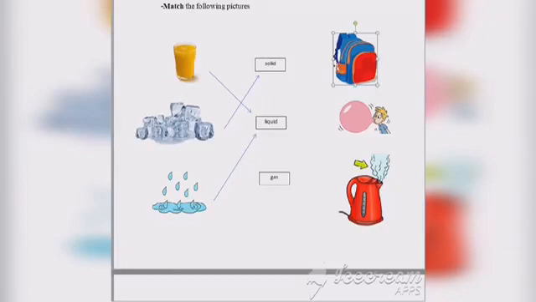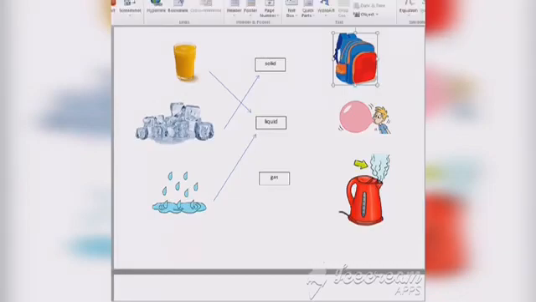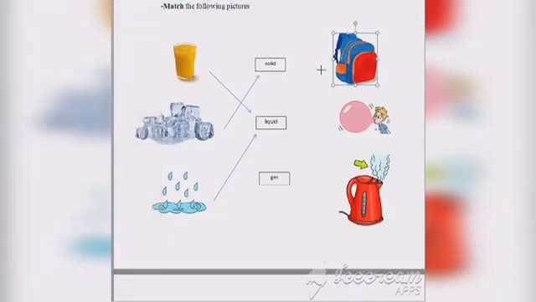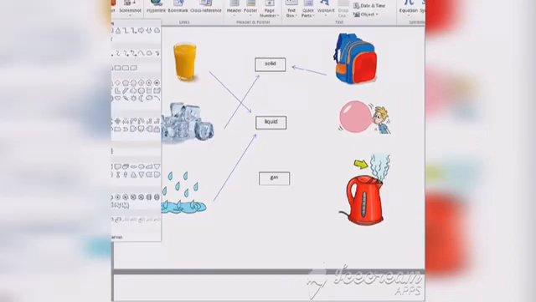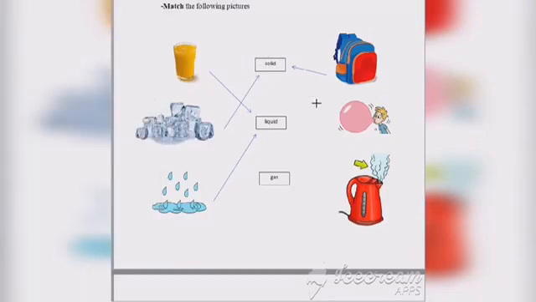Let's go to this picture. Bag. What is a bag? Is it liquid or solid or gas? Bags are solid because they have a shape of their own, and it doesn't change.